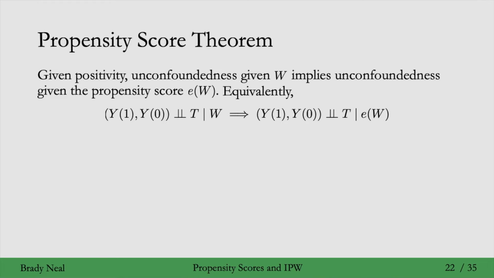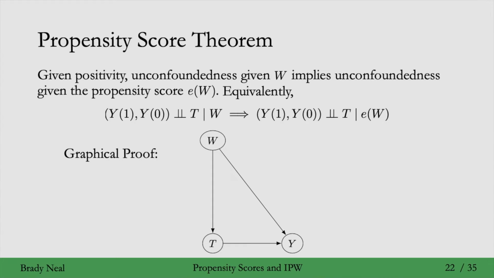To see why this is true, I'll give you a graphical proof. So consider that this is the graph, that W is a confounder of the effect of T on Y, and importantly here, W is a sufficient adjustment set. This edge from W to T is the causal mechanism that we can write as just this conditional distribution, P of T given W.